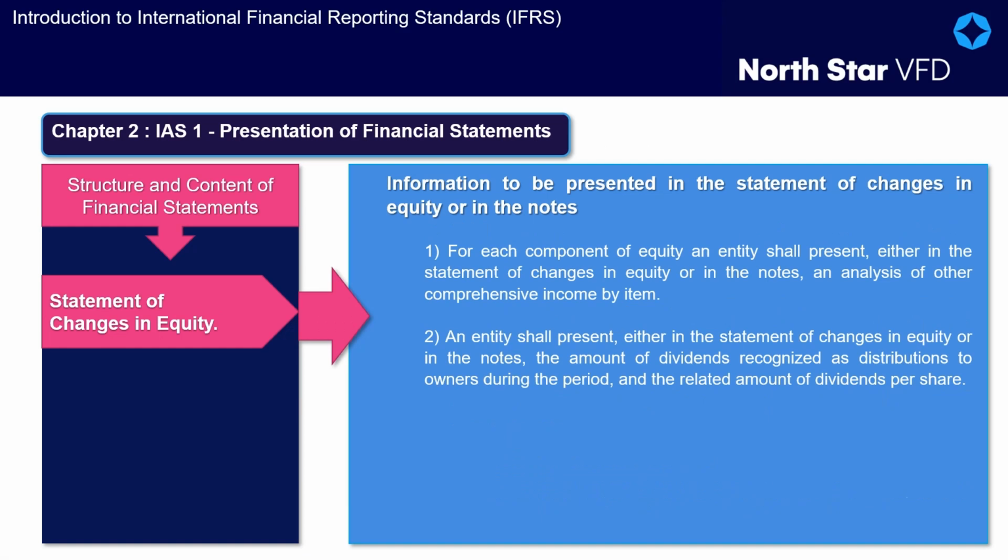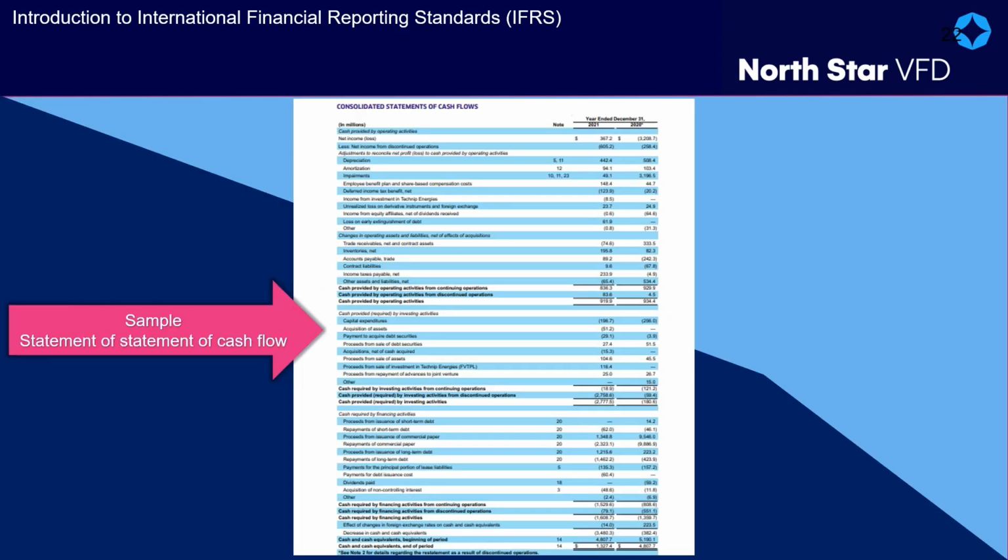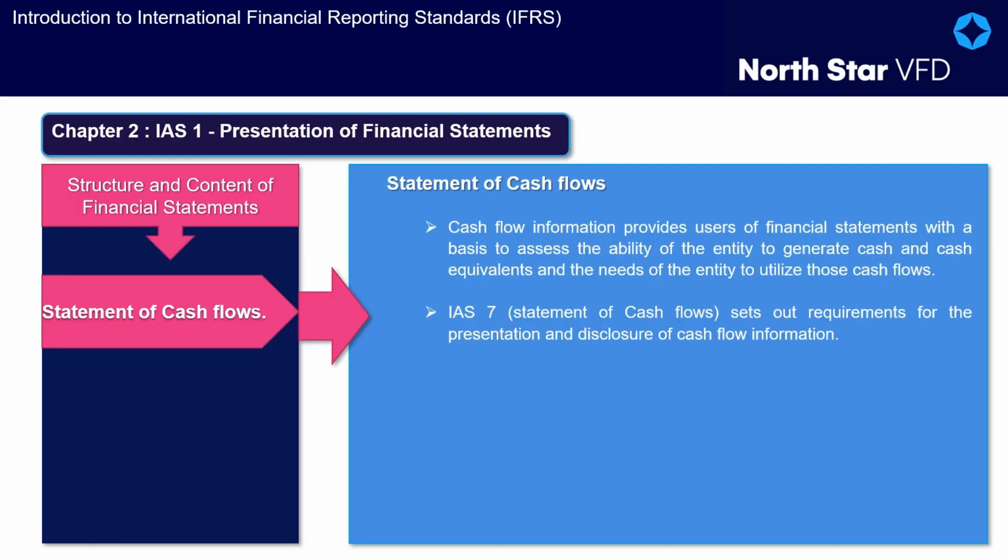Next, we look into Statement of Cash Flows. Cash flow information provides users of financial statements a basis to assess the ability of the entity to generate cash and cash equivalents and the needs of the entity to utilize those cash flows. IAS 7, Statement of Cash Flows, sets out requirements for the presentation and disclosure of cash flow information. Since Statement of Cash Flows requirements and details are specified in IAS 7, we will look into Statement of Cash Flows in detail in a separate video dedicated to IAS 7.